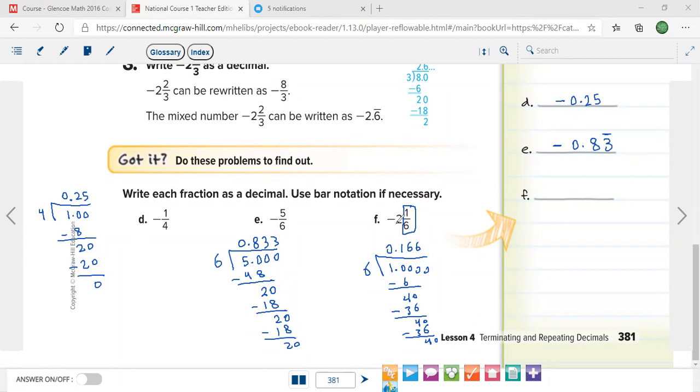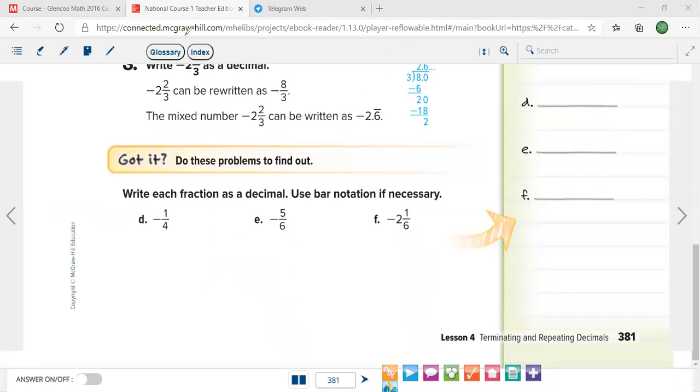So don't forget to put this whole number, because the decimal is 0.166. So forget about the 0 and put the whole number. So it will be negative 2.1, and the 6 is repeated. The lesson is very easy for all. Just use division and you will discover what is the repeated decimal.